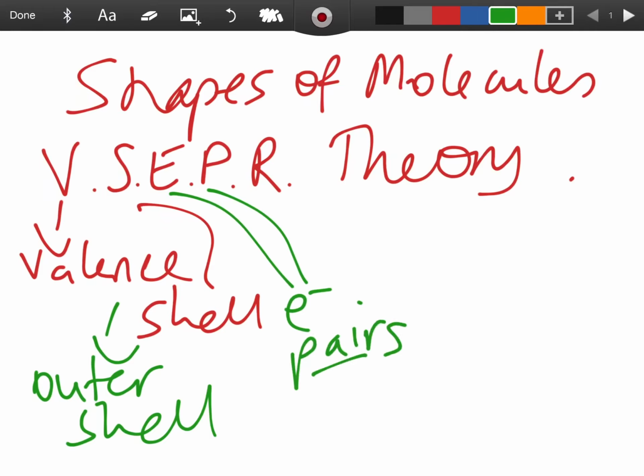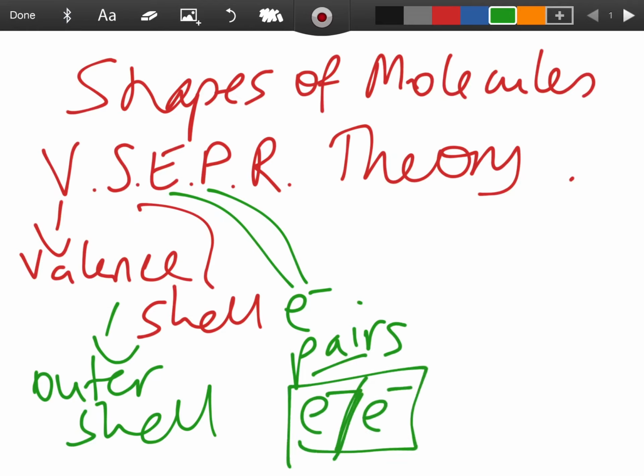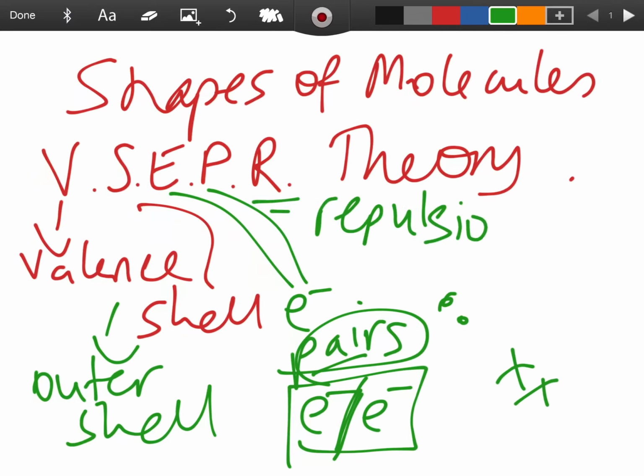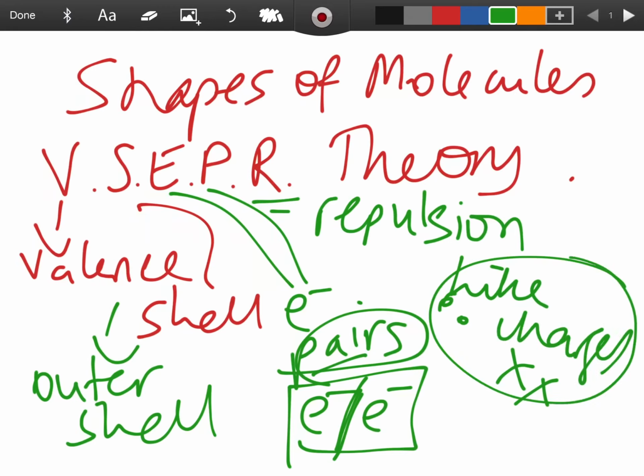Now, electron pair. What do we know about electron pairs? Well, you have two electrons being shared to make a covalent bond. And the one pair and the next pair will try to repel each other. Repulsion means to push away. Now you know that like charges will repel, unlike charges attract. So valence shell electron pair repulsion theory, that's the theory we're going to be using.